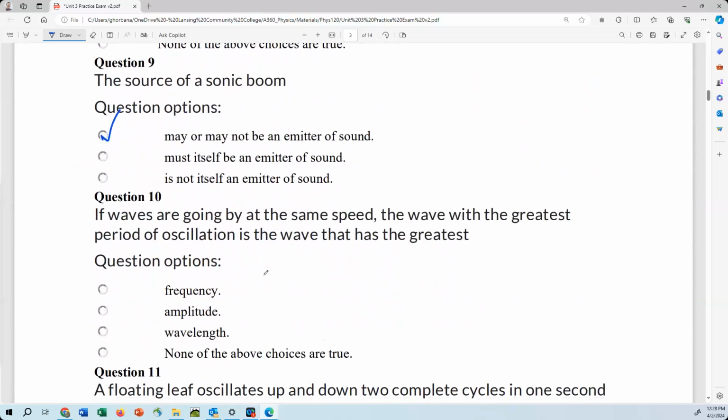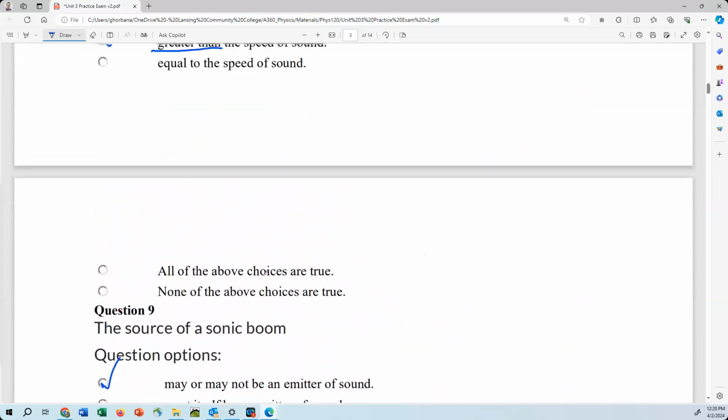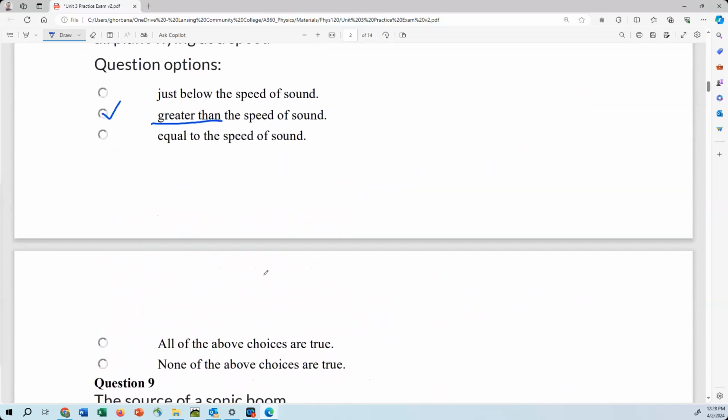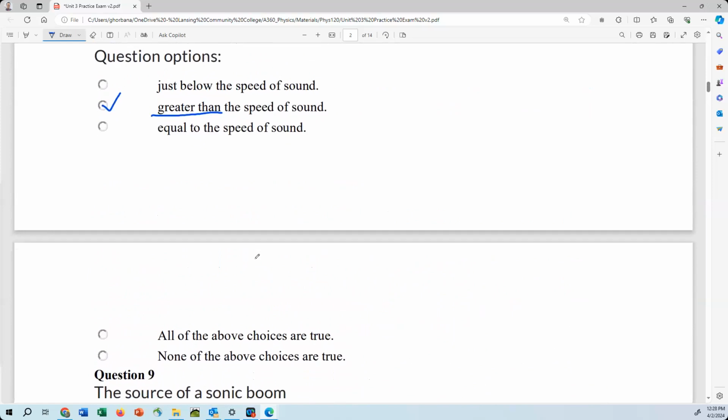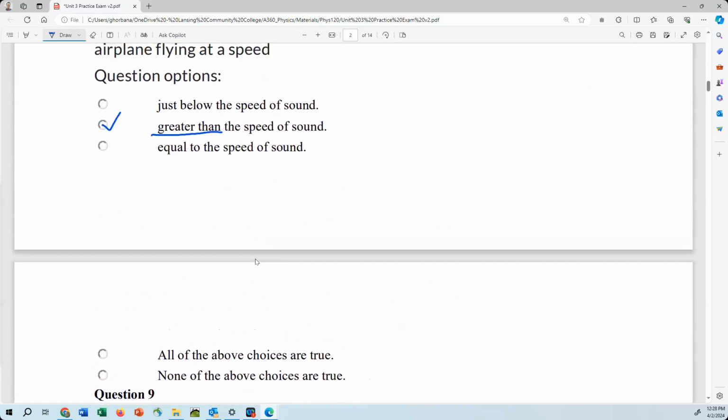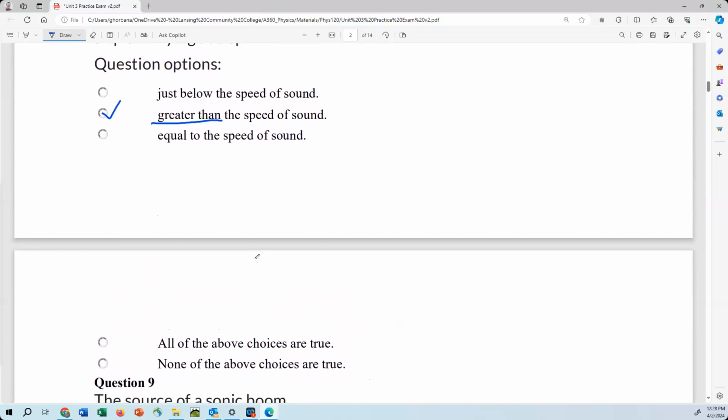What was 8? It was greater than the speed of sound, yeah? Yes, yes. I wasn't paying attention when we went over it, and I was like, oh, I hope I clicked on the right answer. No, no, no. It is greater than. I did in fact click on the right answer. Okay, cool. Okay, good. Perfect.